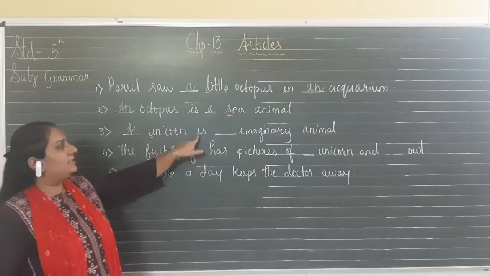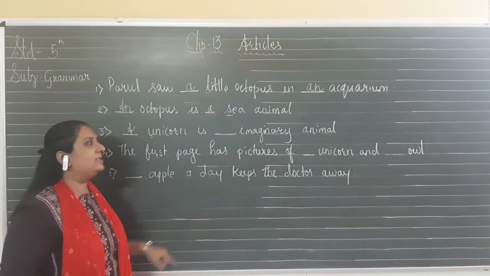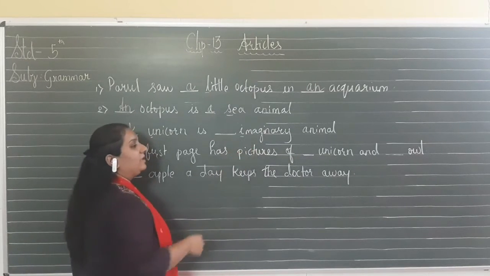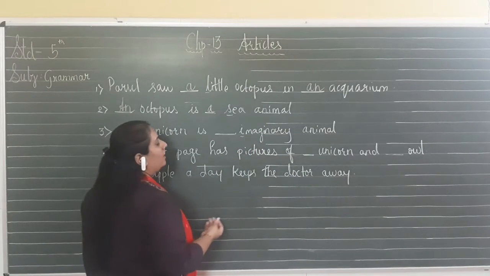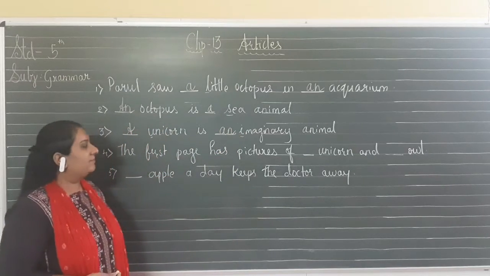A unicorn is dash imaginary. Imaginary starts with I, but the sound coming is a vowel sound, E. So we will say an imaginary animal.